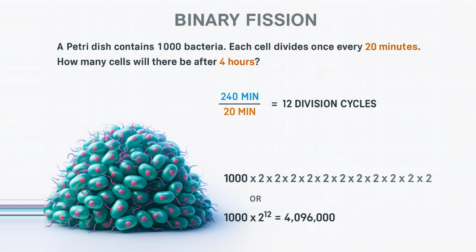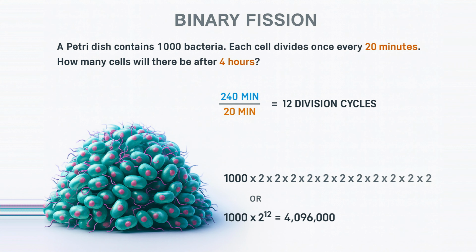Let's do another example. A petri dish contains 1,000 bacterial cells, and each cell divides once every 20 minutes. How many bacterial cells will be present after 4 hours? First, we convert 4 hours into minutes, which is 240 minutes. We then divide that by 20 minutes, the mean division time, to get 12 division cycles. Then, since we are starting with 1,000 cells and each cell doubles 12 times, we calculate 1,000 multiplied by 2 to the power of 12. 2 to the power of 12 is 4,096, and when multiplied by 1,000 it gives us a total of 4,096,000 bacterial cells after 4 hours.